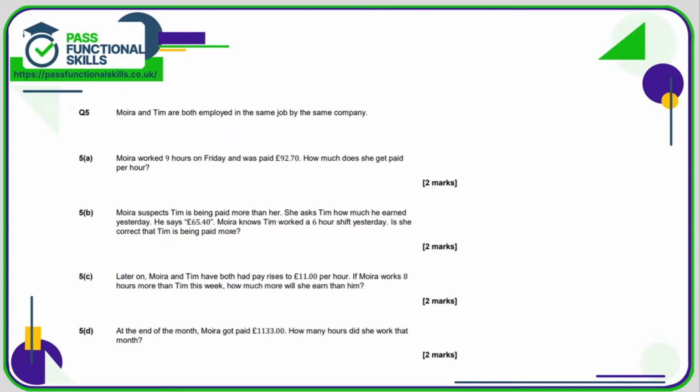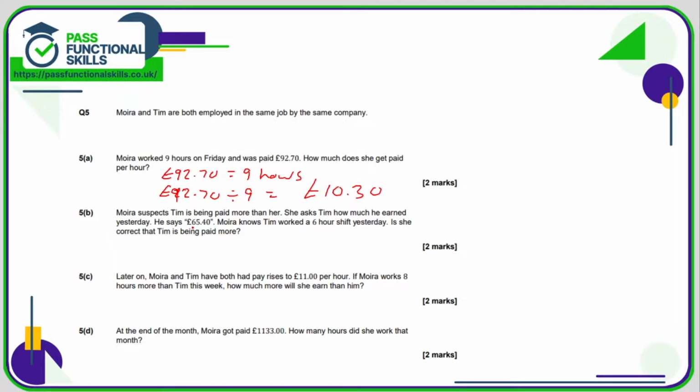Question number 5. Moira worked 9 hours on Friday and was paid £92.70, so how much does she get per hour? So it's £92.70 for 9 hours, so therefore 1 hour is going to be £92.70 divided by 9, and £92.70 divided by 9 works out as an hourly wage of £10.30.